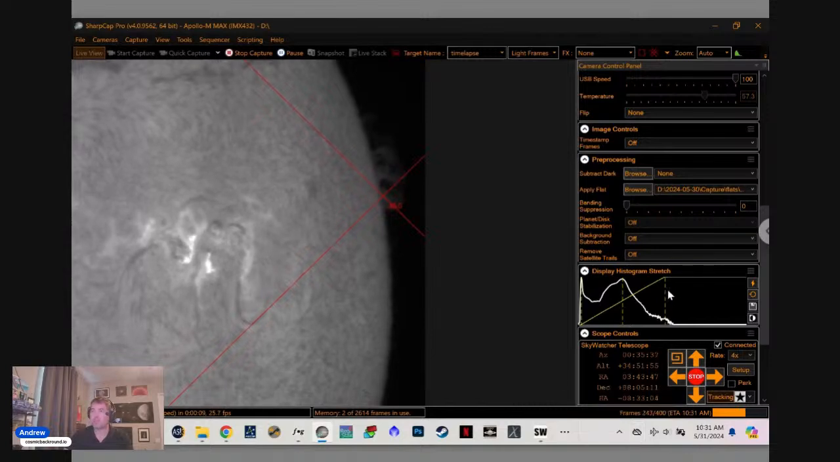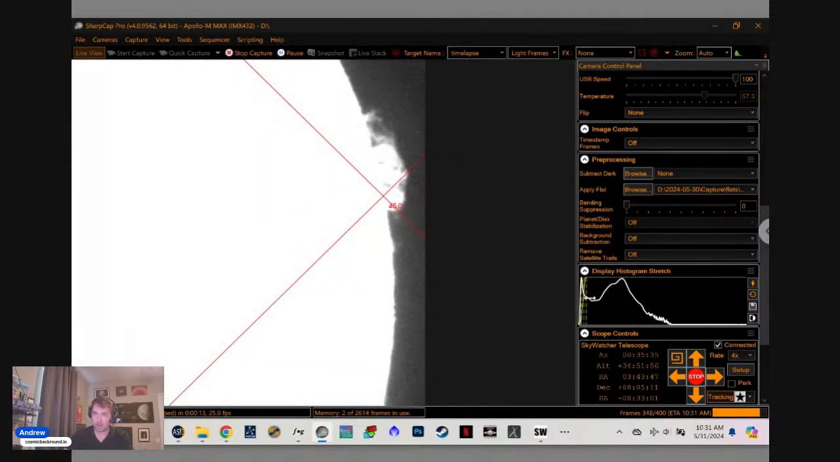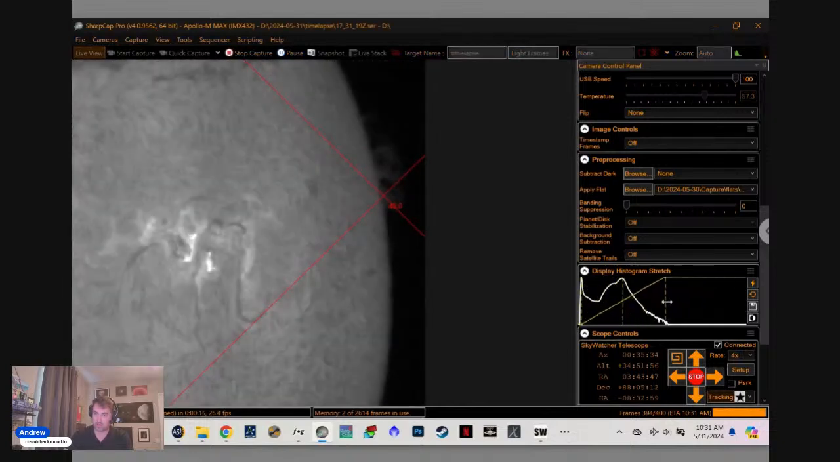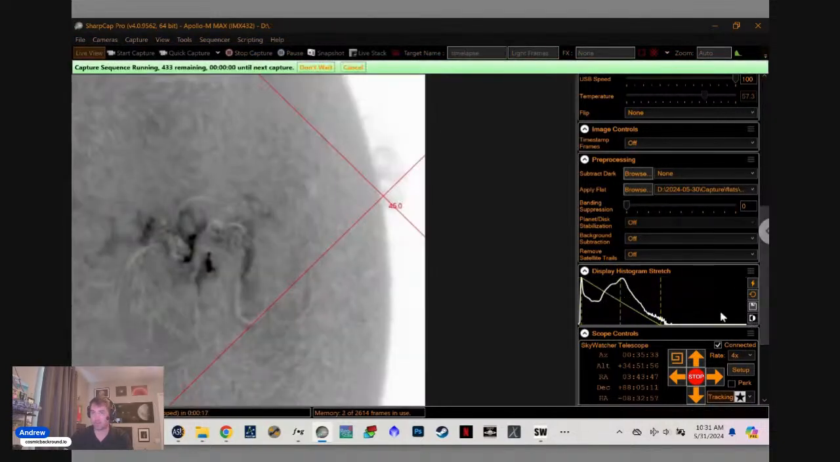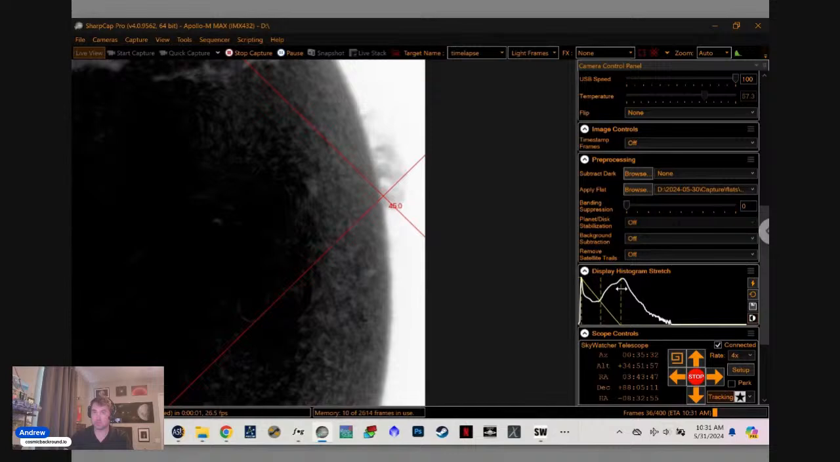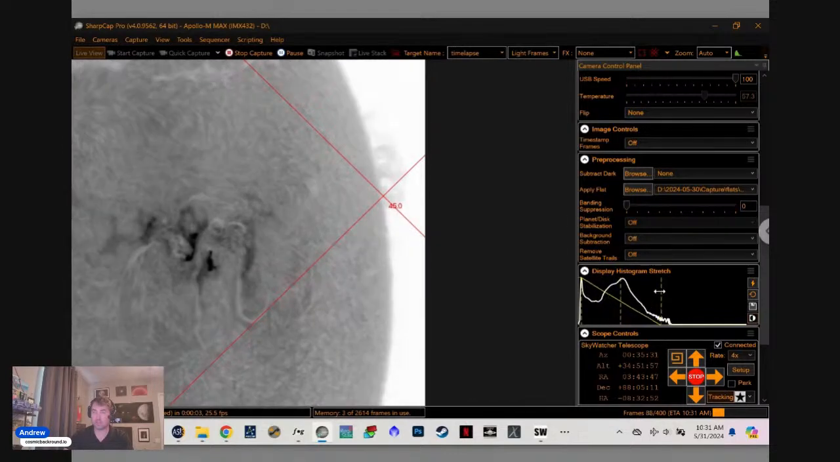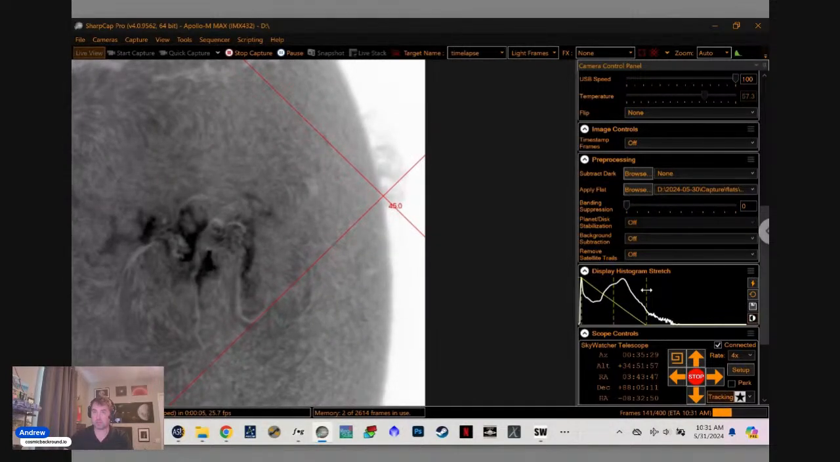By the way, if you see me mess around with this histogram over here on the right, that's how I make things brighter and darker, and I'll invert things. I really like the inverted look because it makes the sun look super furry.